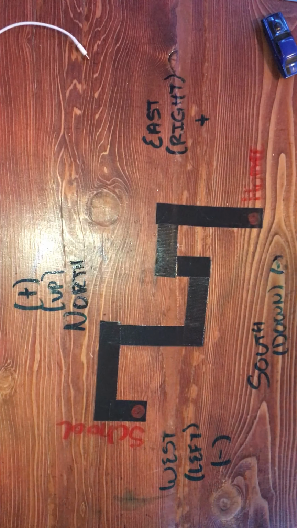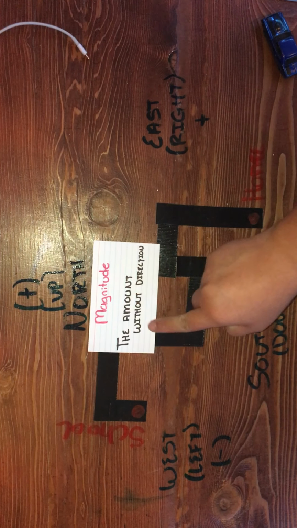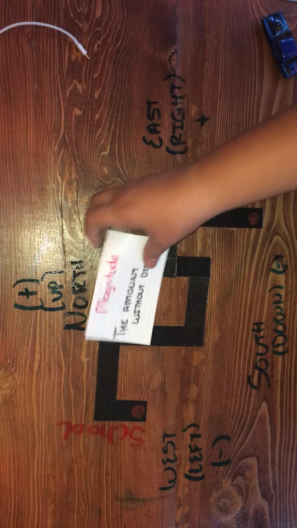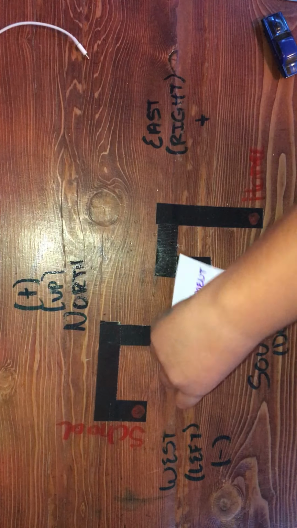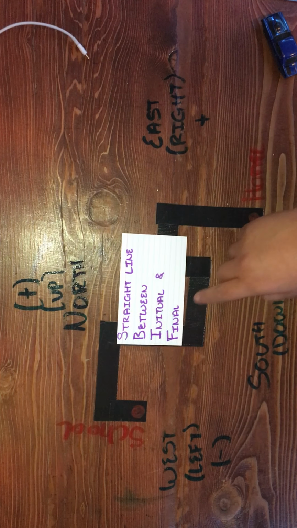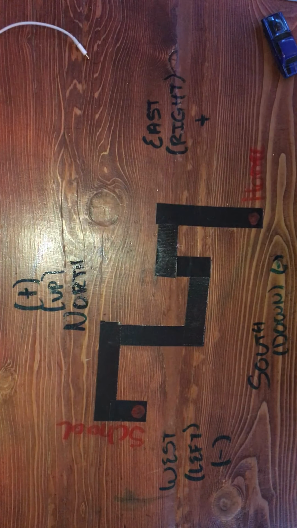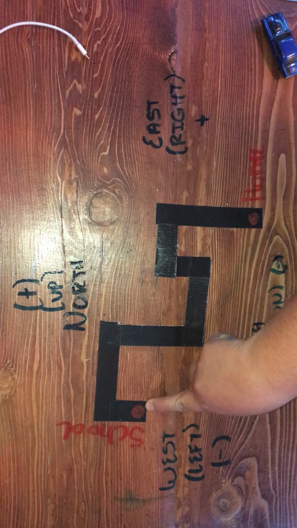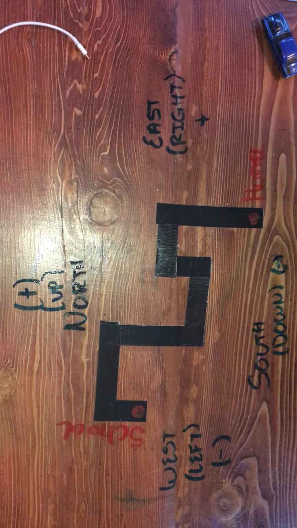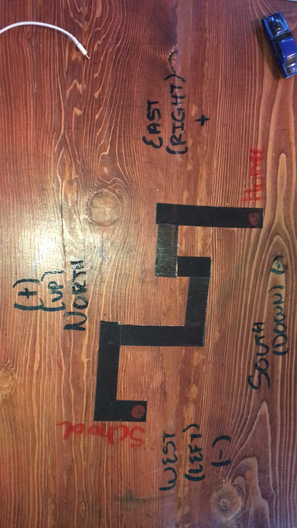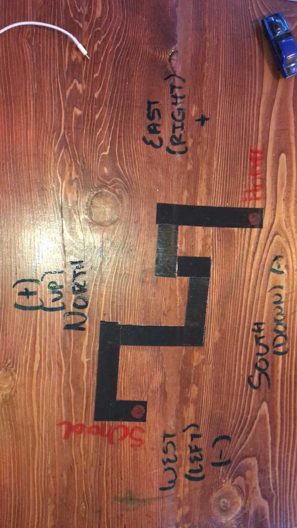Before understanding the basics of kinematics, you must know that magnitude is the amount without direction. And displacement is the straight line between initial and final, which means this will be our initial and this will be our final. So it will be from here to here, drawing a line. We'll get back to displacement.